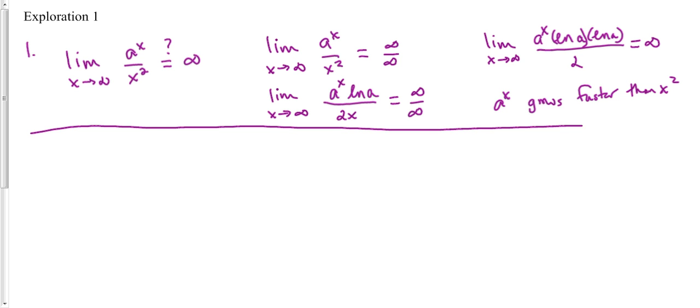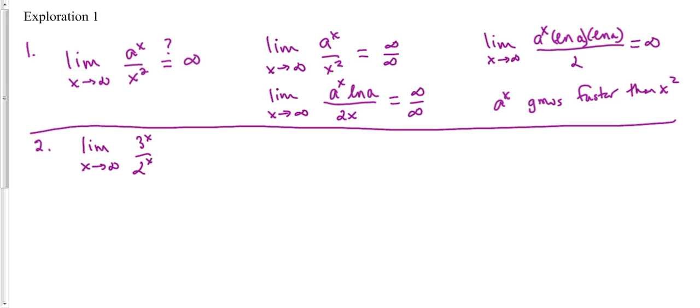Okay. Well, let's move on to number 2. And part 2 says, show that 3 to the x grows faster than 2 to the x as x goes to infinity. So again, I want to evaluate this limit as x goes to infinity of 3 to the x over 2 to the x. Now, I want that to be equal to infinity, because if it is, then the function in the numerator, 3 to the x, grows faster than the function in the denominator, 2 to the x.